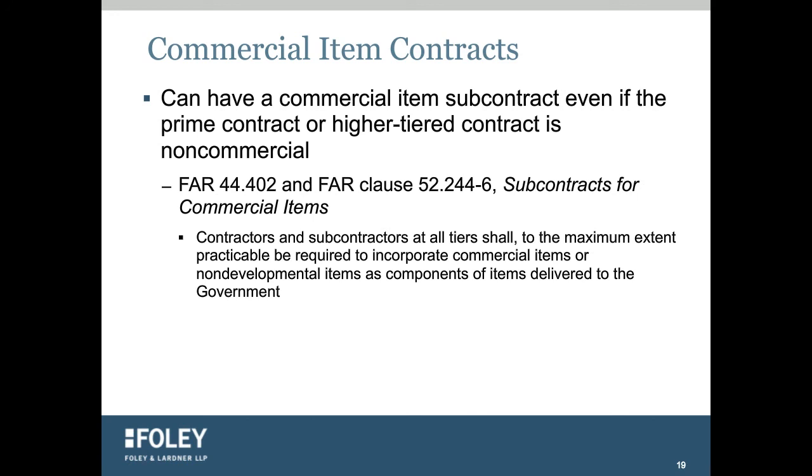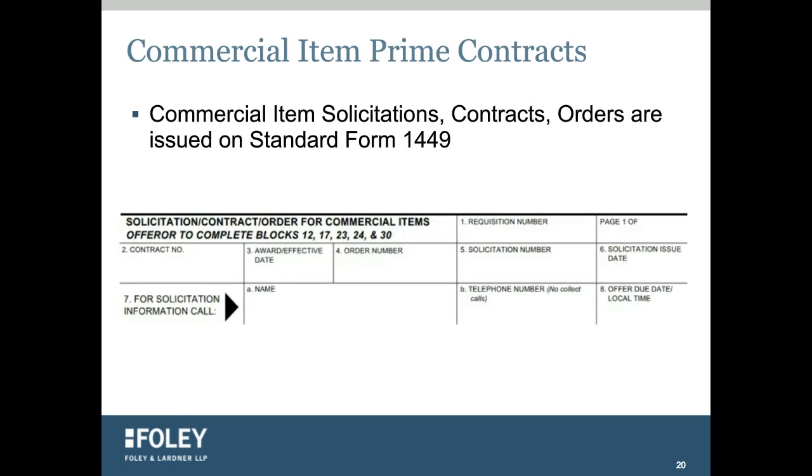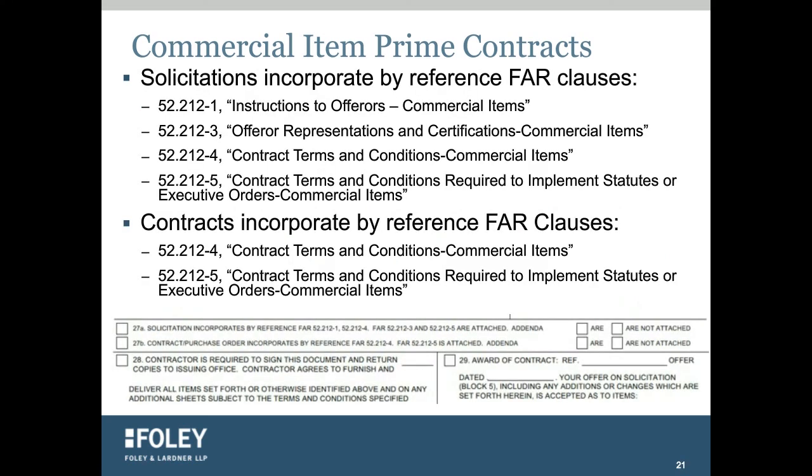Commercial item prime contracts use standard form 1449, and I have here a snippet of what the top of the form looks like, and that's how you know that the government is issuing a commercial item solicitation or giving you a commercial item prime contract. There are various clauses in the fine print in box 27A and B that are always in commercial item prime contracts, solicitations, and contracts, and I have those listed here.